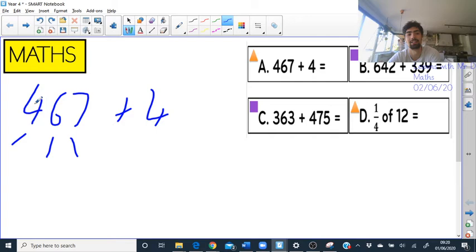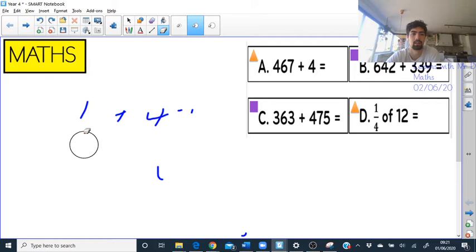Let's do B and C. They should be really easy because we should have practiced this from yesterday's lesson, or from the last lesson. You didn't have to do it yesterday. You could have done it whenever.